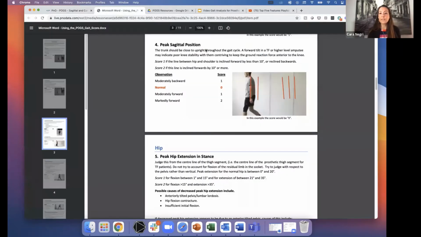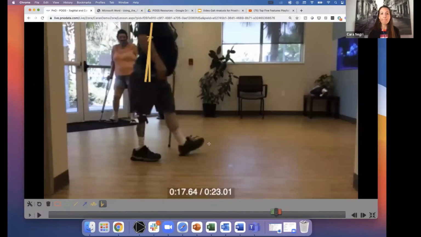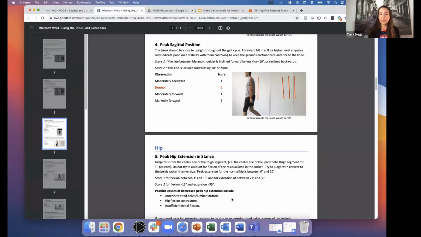Our notes would say that if it is less than 10, it would be a score of 1. If it's more than 10, it would be a score of 2. So anybody want to chime in and see what they think we should be scoring this? A 0, 1, or a 2? Let you read those notes for a second. Okay.